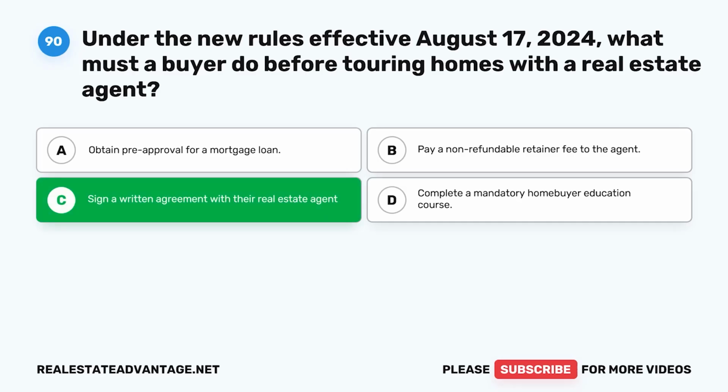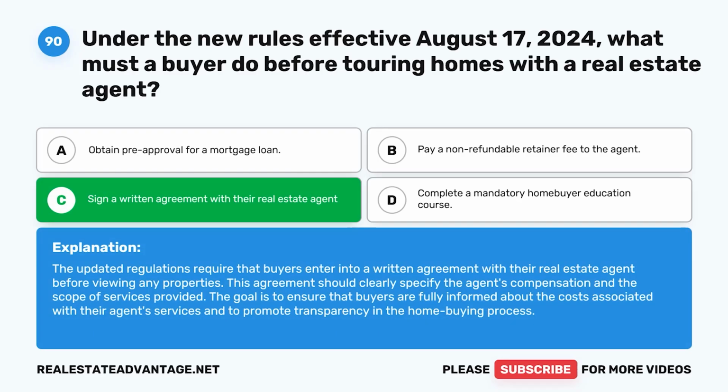Sign a written agreement with their real estate agent. The updated regulations require that buyers enter into a written agreement with their real estate agent before viewing any properties. This agreement should clearly specify the agent's compensation and the scope of services provided. The goal is to ensure that buyers are fully informed about the costs associated with their agent's services and to promote transparency in the home buying process.